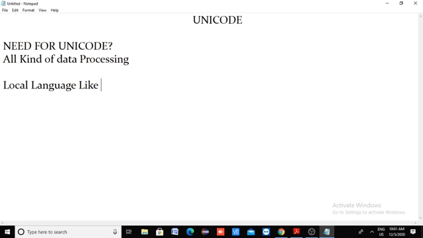You know already, Kannada is a local language, and Hindi is also a local language. Chinese is also a local language, not in India but in China. And Japanese and Telugu. So these are the local languages supported by the UNICODE format. For that reason they developed UNICODE.